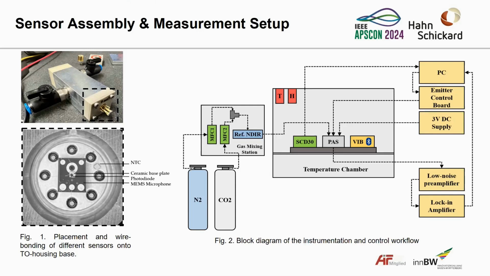So nitrogen and carbon dioxide are mixed using the mass flow controller and then fed to a reference NDIR sensor, which is plus minus 30 ppm accurate. And then the outgoing gas is fed directly to a photoacoustic sensor, which is housed inside a temperature chamber, which contains the temperature and humidity sensors.